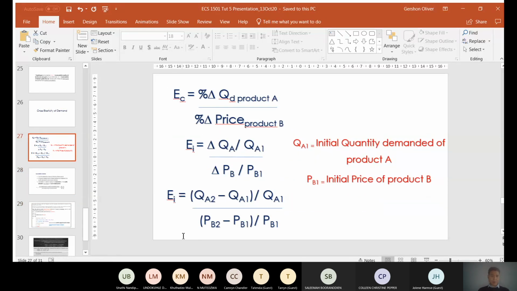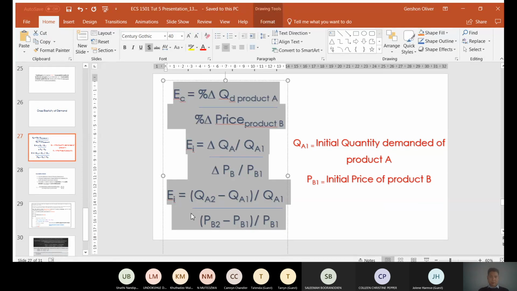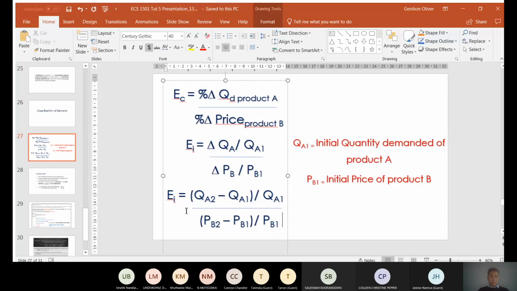Okay. In terms of the formula over here, QA1 is your initial quantity demanded of product A. That's why I've got A over there. The initial price of product B is PB1. So you're going to have to study this over here. But all you need to remember is that your independent variable is at the bottom over here, and that is the thing that is changing. The independent variable determines the dependent variable.